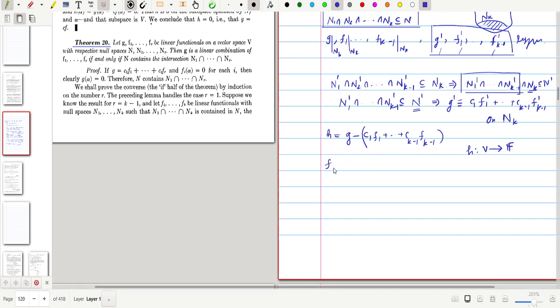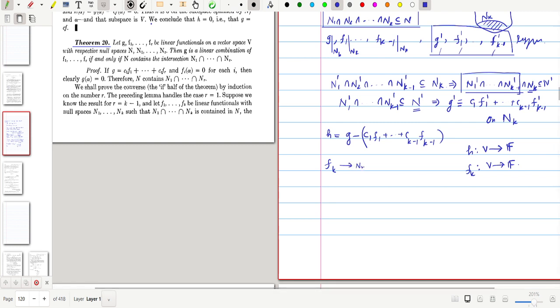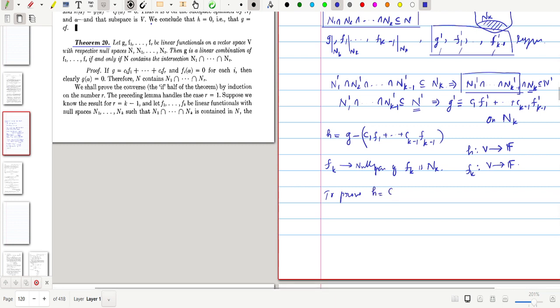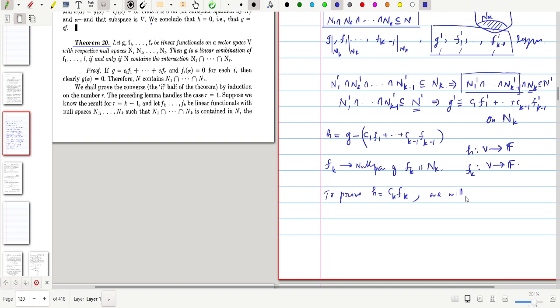Consider Fk along with this H. What is the domain of Fk? The domain of Fk is from this V to F again. But we know that the null space of Fk is NK. We will show that this H is a scalar multiple of Fk, that is, H is equal to some CK FK. To prove this, we use the lemma discussed in the previous class.